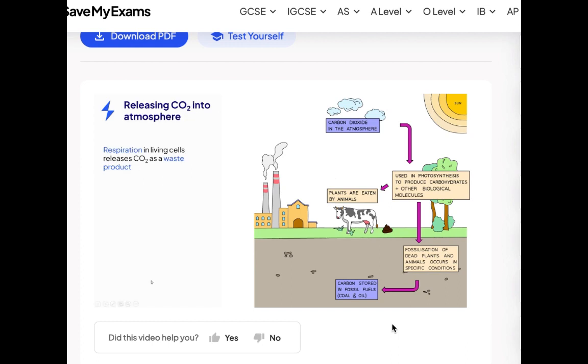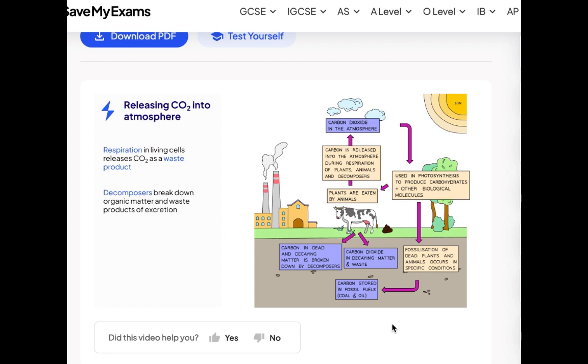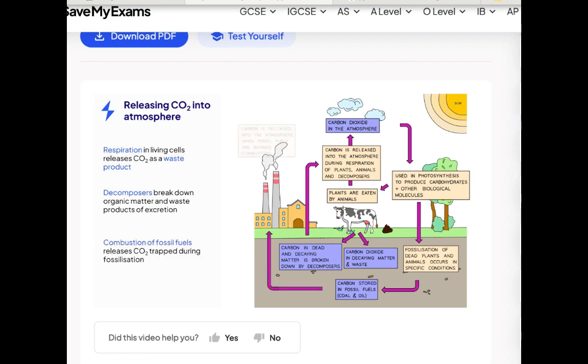There are several processes releasing carbon dioxide back into the atmosphere. One such process is respiration, which occurs in the cells of all living organisms and produces carbon dioxide as a waste product. Decomposers will break down the bodies of dead organisms, as well as the waste products excreted from living organisms, and release the carbon back into the atmosphere as carbon dioxide when they respire. Burning of fossil fuels is another major contributor to atmospheric carbon dioxide, as it releases the carbon that was trapped in these fuels during fossilization.